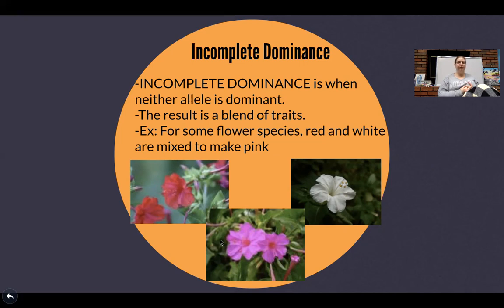And what happens when you blend red and white? You get pink. So we get this intermediate where it's neither this nor that. It's something else completely. It's not red like one parent, it's not white like the other. It is pink. We take the traits and blend them together to get this intermediate, in-between expression. So the genotypes, homozygous red crossed with homozygous white, gives us heterozygous. The phenotypes, red and white, give us pink.